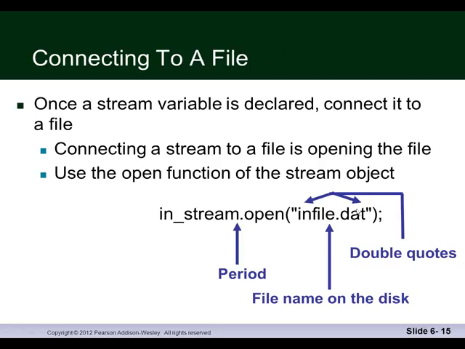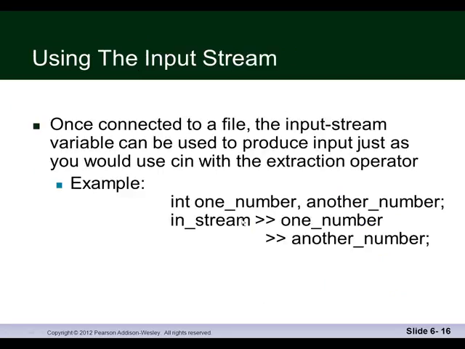This is the name of the file, exactly the way it is on my computer. So I'm going to open this file. When I open this file, I'm going to read from that file. So all I need to do is write my program, take the cin out, and replace my cins with this word, in underscore stream. This is the variable that you define. You can call it anything you want. So I'm reading from the file. I'm reading 1 number, 2 numbers, and these are integers. So all I'm doing is reading 2 numbers from the file.